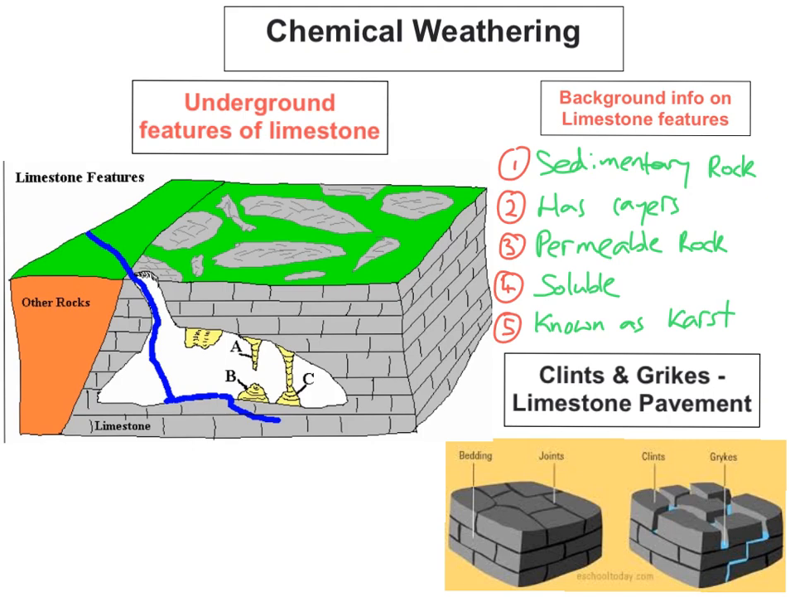Okay, so what we're going to look at now is underground features of limestone. So when the water goes underground, it creates lots of different features or landforms underground. The first one you can look at is a cave. When a river goes underground, such as here, via the swallow hole, it continues to dissolve the limestone, forming caves. An example in Ireland of a cave would be the Aillwee Caves in County Clare.